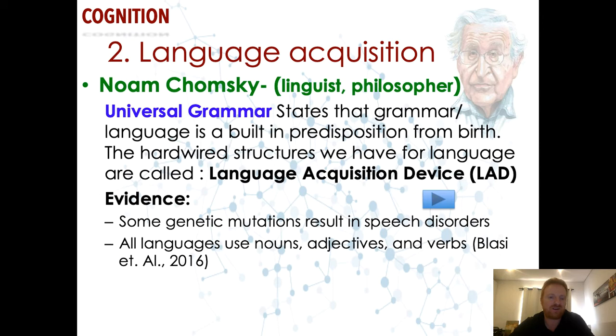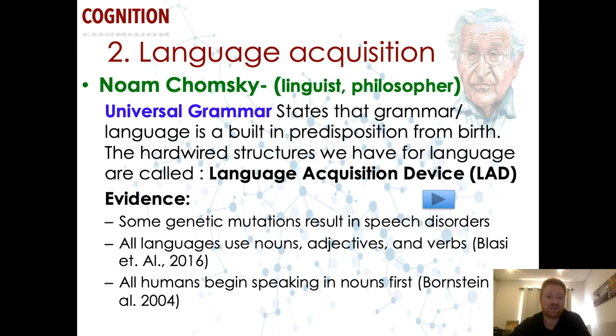The other thing is that all languages have some commonalities, which is that they all have nouns, adjectives, and verbs. It doesn't matter what language you look at, they all have these very basic elements. And another thing is that all humans are born speaking in the same way, that we all learn to speak with nouns first, that no baby learns to speak with verbs or adjectives. First we talk about the objects we see, then we talk about what we can do with those objects, and then we talk about how we do that with the adjectives.